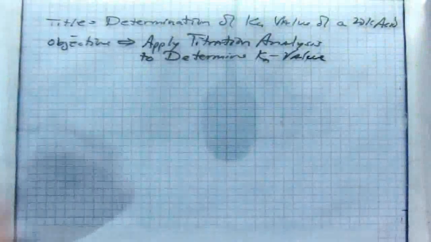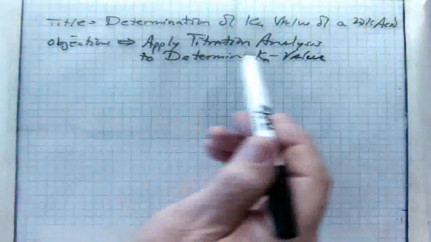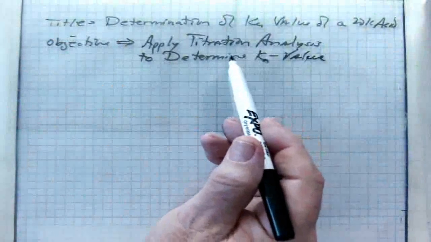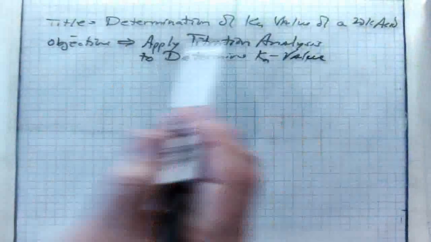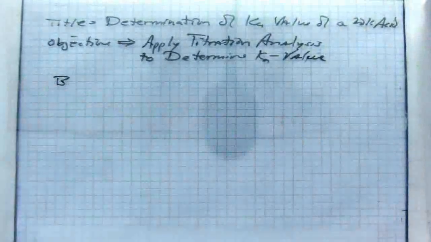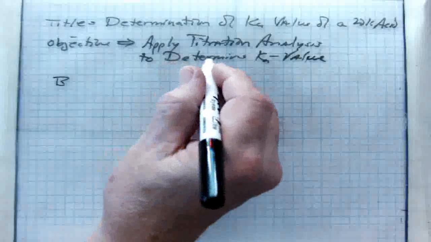At any rate, you want to set it up and be clear about what you're trying to achieve. So in the background, that's how we want to explain what we're doing. How are we going to apply titration to get a K value?